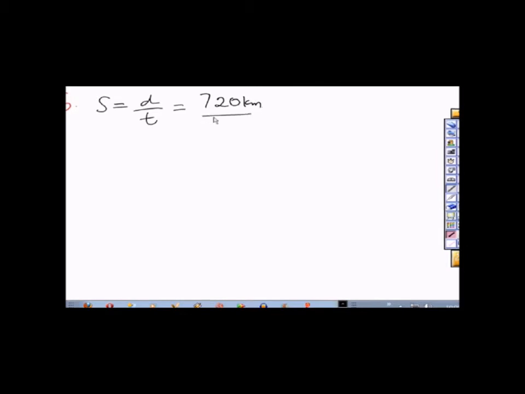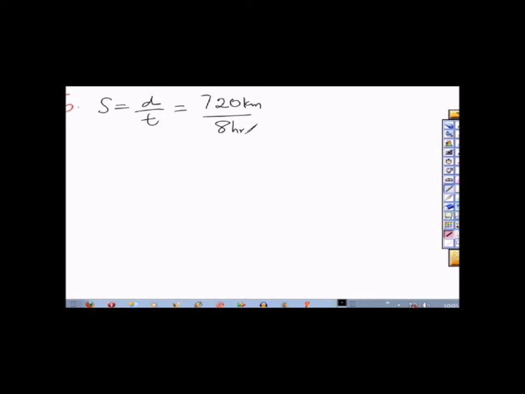Therefore, the formula that is binding them together, which is speed is equal to distance over time, is written here. And this, according to the question, gives us 720 kilometers that was given over the 8 hours. Remember, the unit is expected to be changed from kilometers per hour that it is now to meters per second.